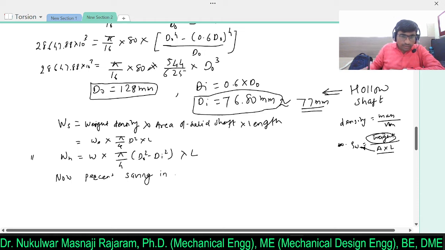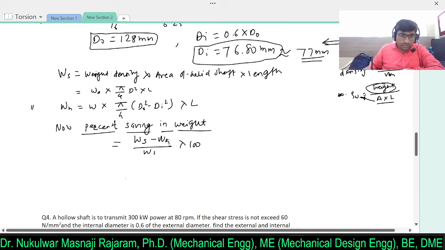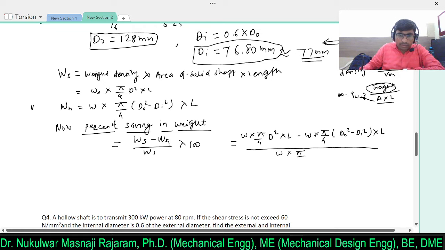Now we will see the percent saving in weight. Clear? Now the percent saving in weight if you use a hollow shaft, I will write as weight of solid shaft minus weight of hollow shaft divided by weight of solid shaft into 100. So if I write, then W into pi by 4 capital D square into L minus W into pi by 4 outer diameter square minus inner diameter square into L, divided by W into pi by 4 into D square, clear, and into 100.